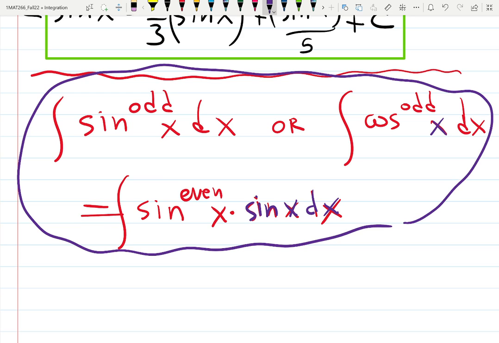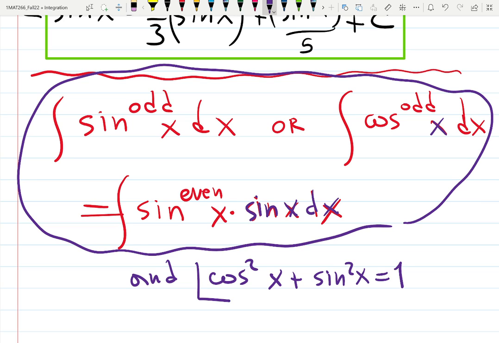And then use the formula cosine square x plus sine square x equals 1. And it works. Then there's a polynomial, and you integrate the polynomial. How about that? How exciting this is, right?